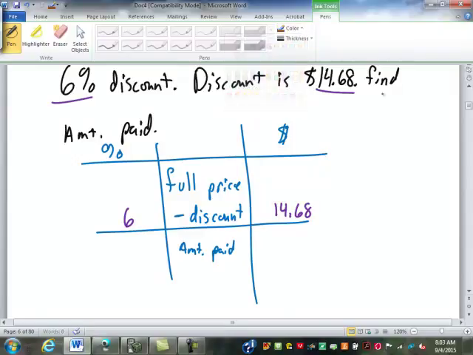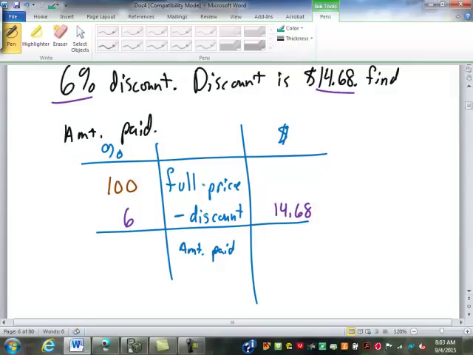And looking at this, it appears that that is all the information we have, but it is not. In a percent problem, we always have the 100. And 100 always represents either the full amount or the starting amount. The starting amount, full price, is represented by the 100%. And now because of that, there's another number we can get really quickly.